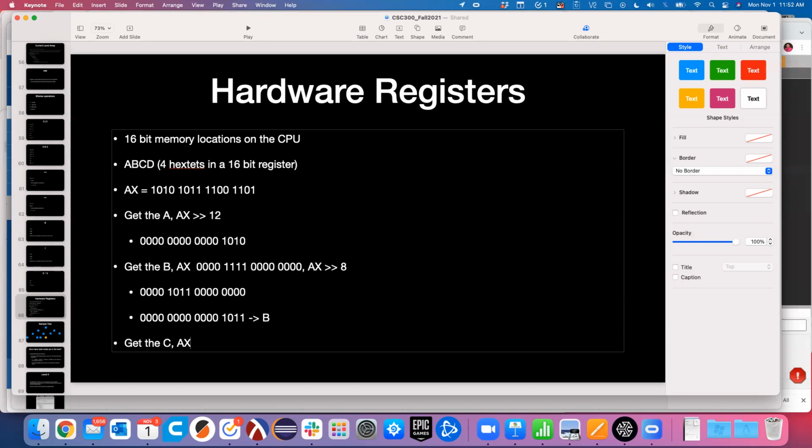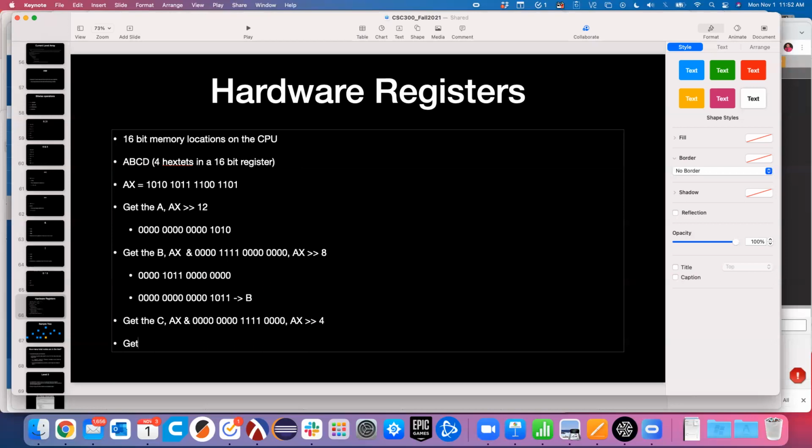So I want to get the C from AX. This was an and with that. I'll take AX. I will and it with that. And then right shift it 4. Get the D. I'll do AX anded with.